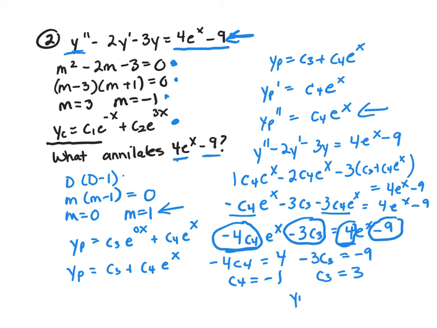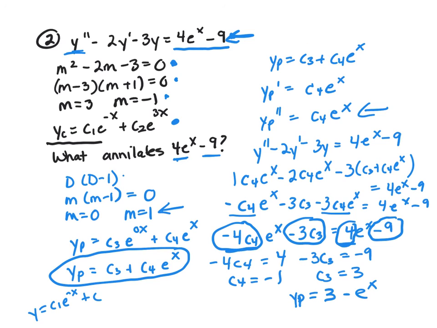So my y sub p then equals, here it is, guys. Y sub p equals, what is c sub 3? It's 3. What is c sub 4? Negative 1, negative e to the x. I'm running out of room, I'll squeeze it in down here. Your final solution is going to be y sub c plus y sub p. So c1 e to the negative x plus c2 e to the 3x plus my y sub p, 3 minus e to the x. There's my solution.